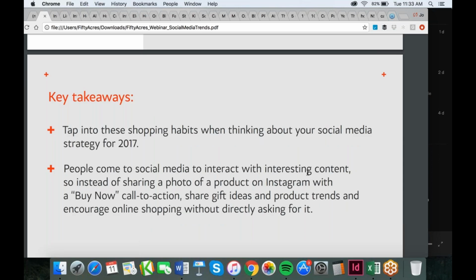So what are the key takeaways there in terms of e-commerce? Well, tap into these shopping habits when thinking about your social media strategy for 2017. People come to social media to interact with interesting content. So instead of sharing a photo of a product on Instagram with a buy now call to action, share gift ideas and product trends and encourage online shopping without necessarily asking for it as blatantly as that.